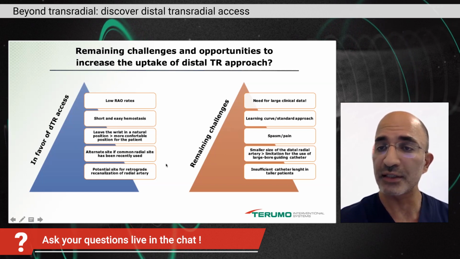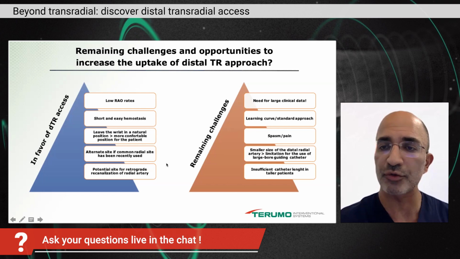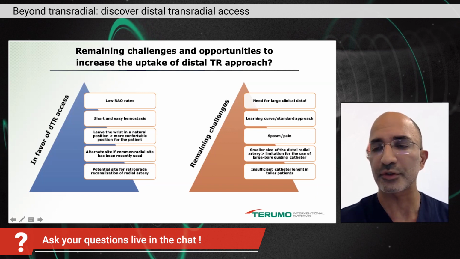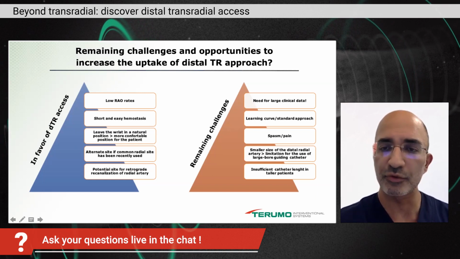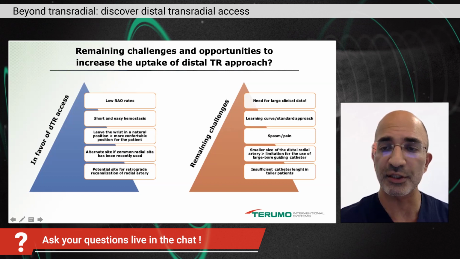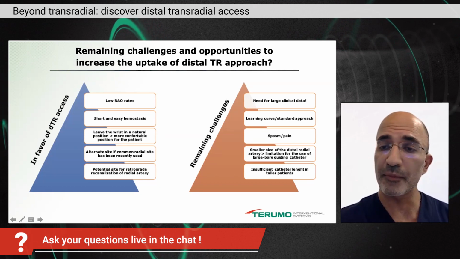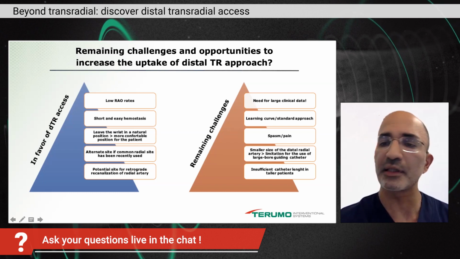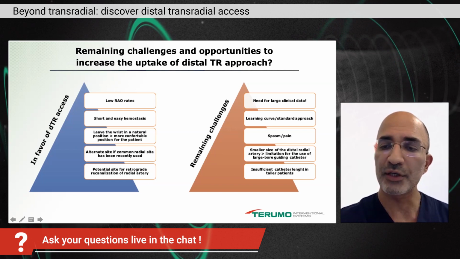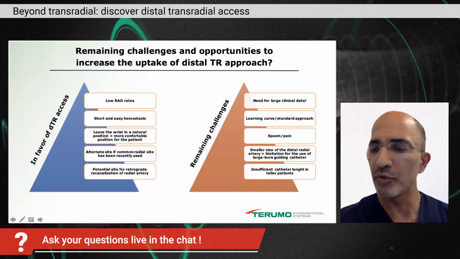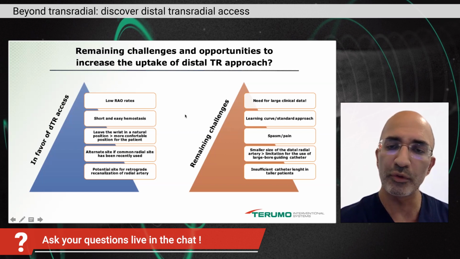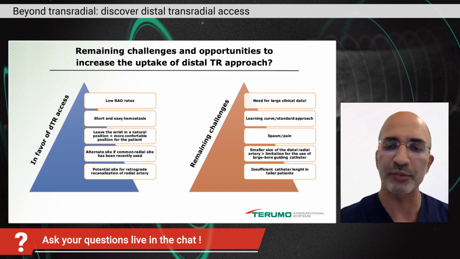But the remaining challenge is that we are still in need of large clinical data to support it. There is a learning curve, and that can be somewhat cumbersome for experienced radial operators. So you need to invest a little bit of your time to decrease the rate of failure. It is associated with more spasm and pain, especially at the beginning of the procedure, but not at the end. And also, the smaller size of the distal radial artery can be a limitation for the use of large bore guiding catheters if you want, for example, to perform a CTO procedure. And in some patients, you may need a longer catheter length in taller patients. That would, in my opinion, be the remaining challenges for this procedure.